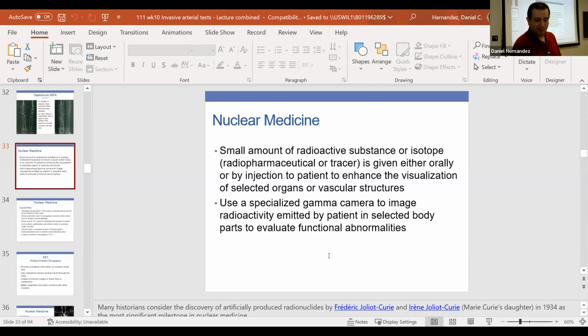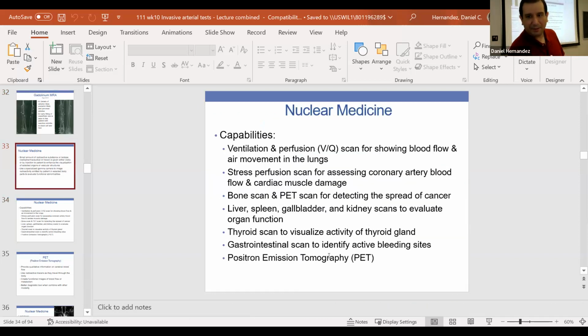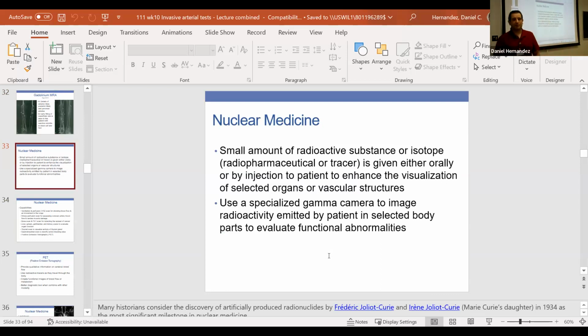Nuclear medicine is another type of imaging modality. I didn't know too much about nuclear medicine until I shared an office with one of the nuke med procedures. They inject small amounts of radioactive substances or isotopes into the patient as a tracer. It's either given orally, injected, or even inhaled. They use a special gamma camera to image the radioactivity emitted by the selected body parts they want to evaluate. So they look for functional abnormalities.